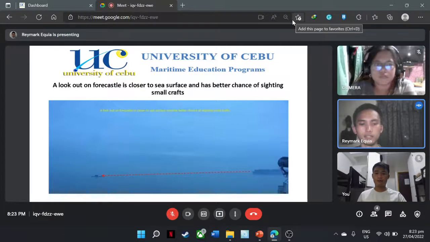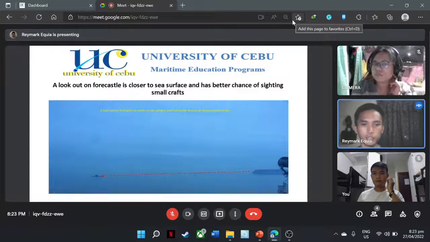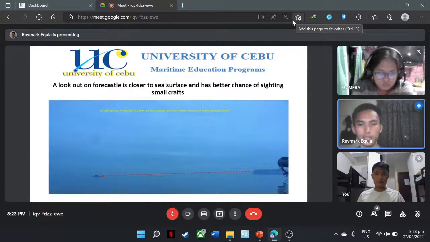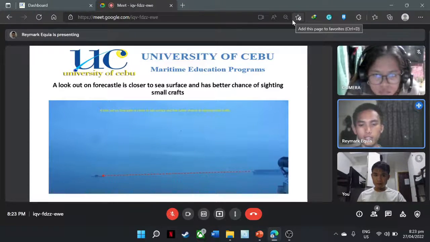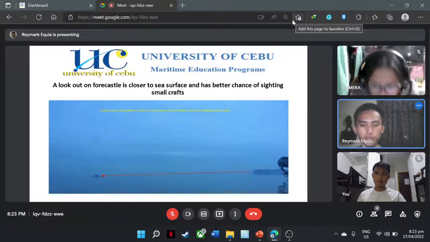So this is a picture of a lookout in a forecastle, which is closer to the sea surface and has a better chance of sighting small craft. As you can see in the image, there's a large vessel and a small craft. So when a lookout is present in the forecastle, he can sight small craft and has a better chance of maneuvering safely during night or day.